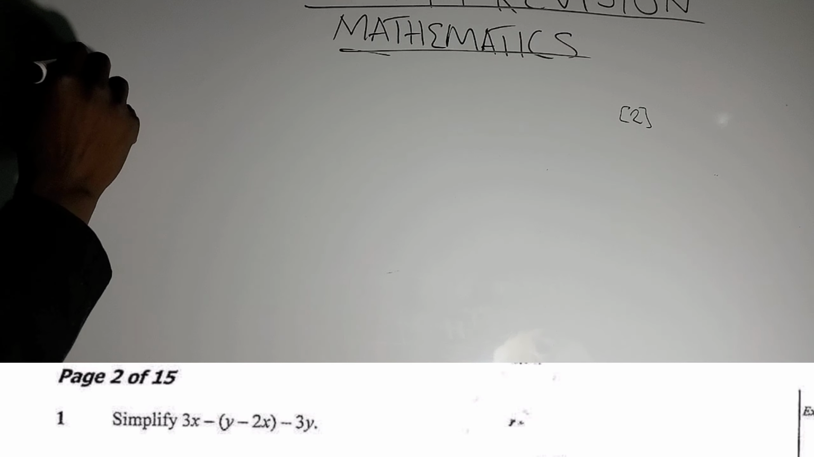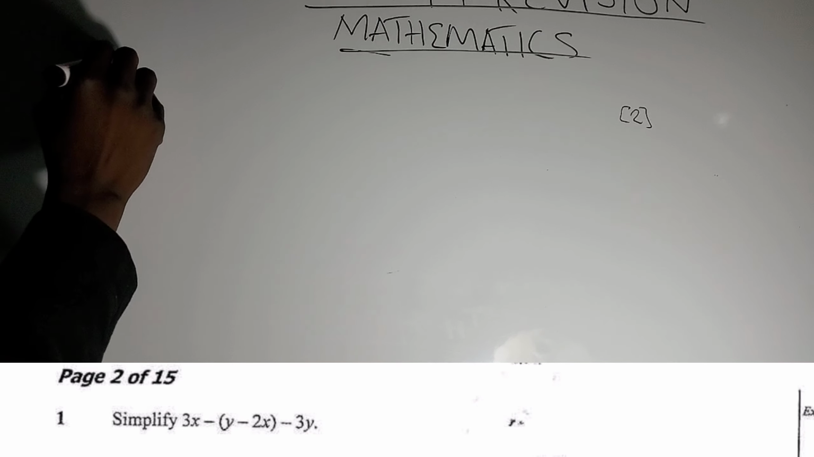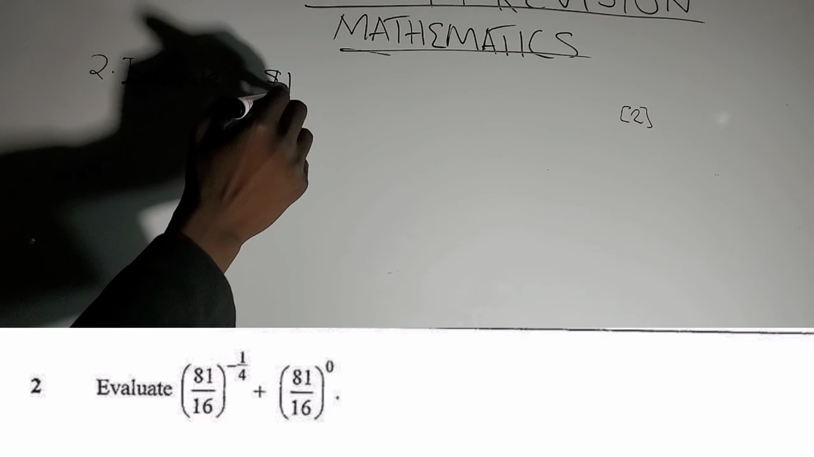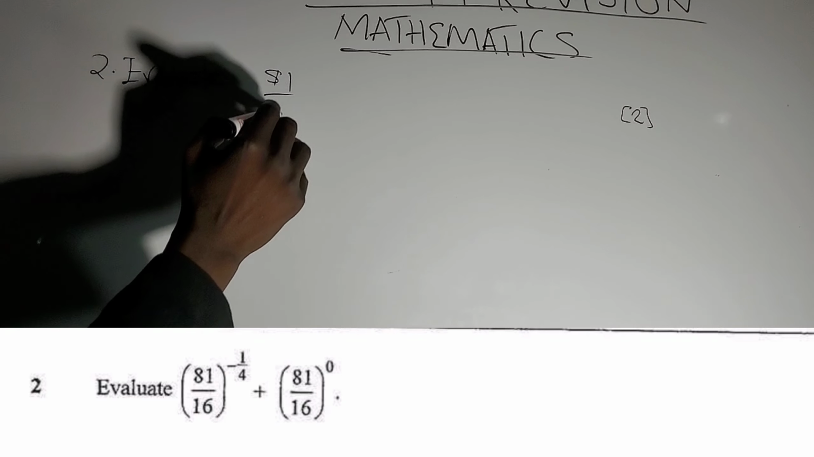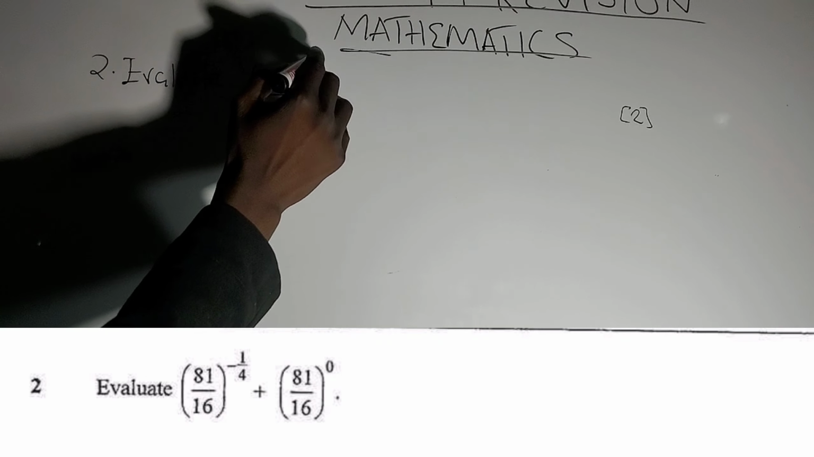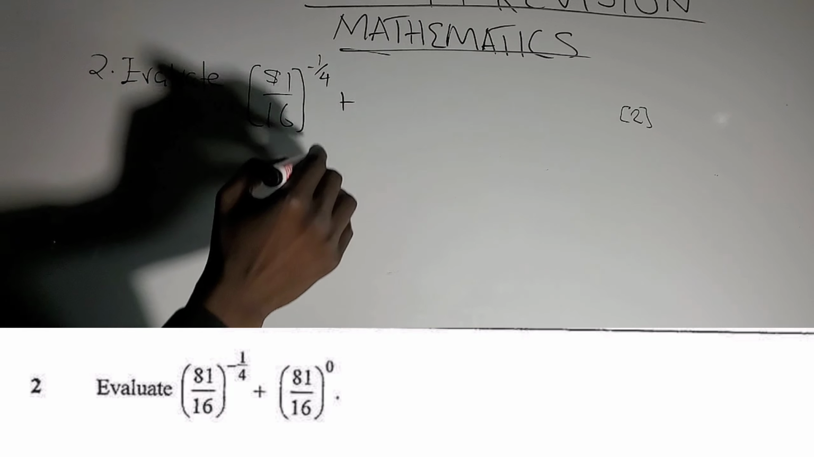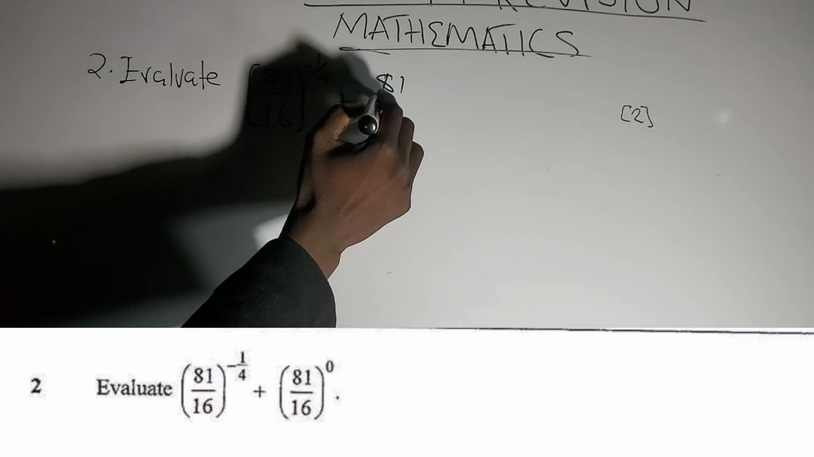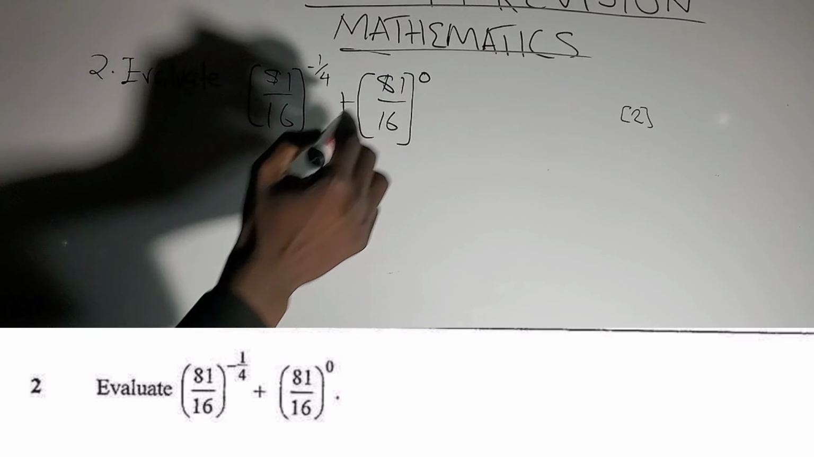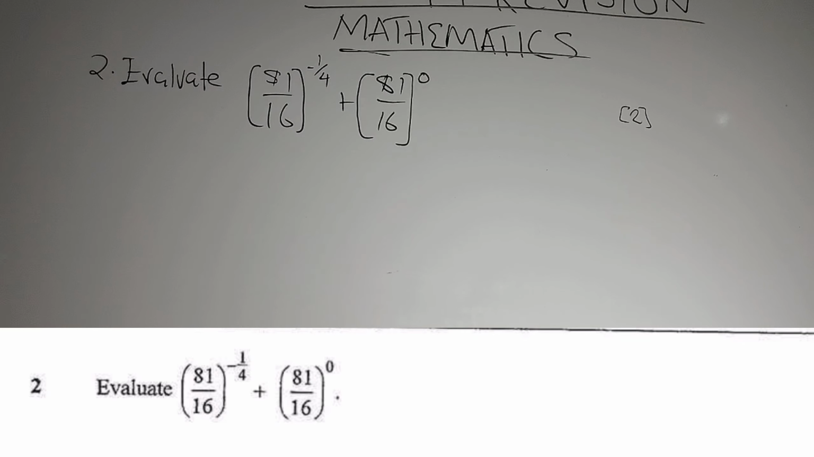So question 2 of 2017 is saying, evaluate 81 over 16 in brackets to the power negative 1 over 4 plus 81 over 16 to the power 0. This is also given 2 marks. Alright, so this is under indices. Remember, anything that is raised to the power 0 is equal to 1.